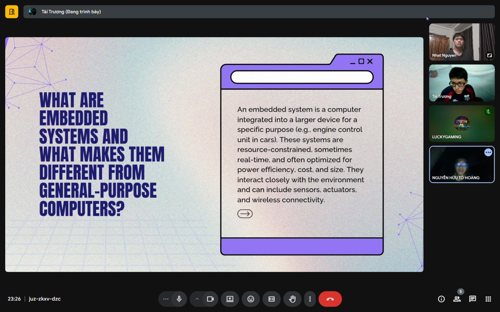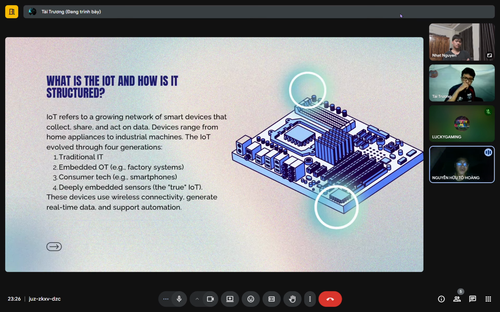So these systems have resource constraints. Sometimes they are real-time and often optimized for power efficiency, cost, and size. They interact closely with the environment and can include sensors, actuators, and wireless connectivity. It's called IoT. So what is the IoT, and how is it structured?